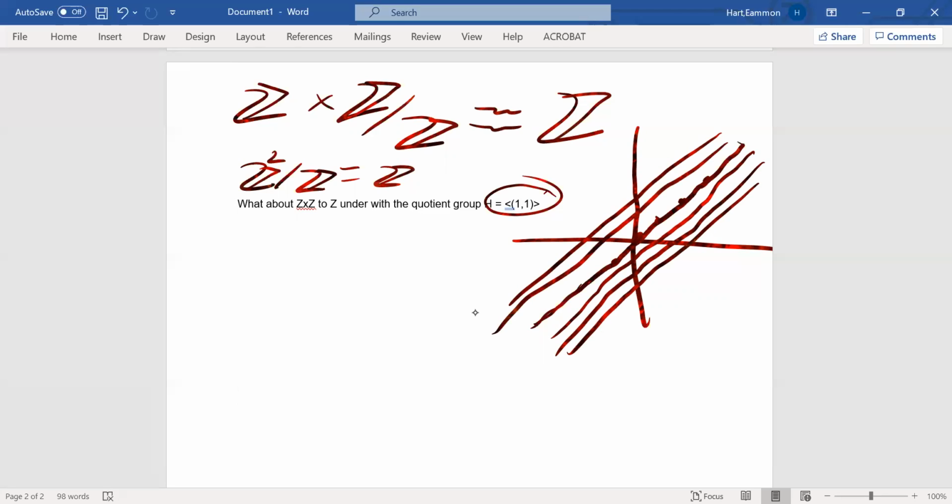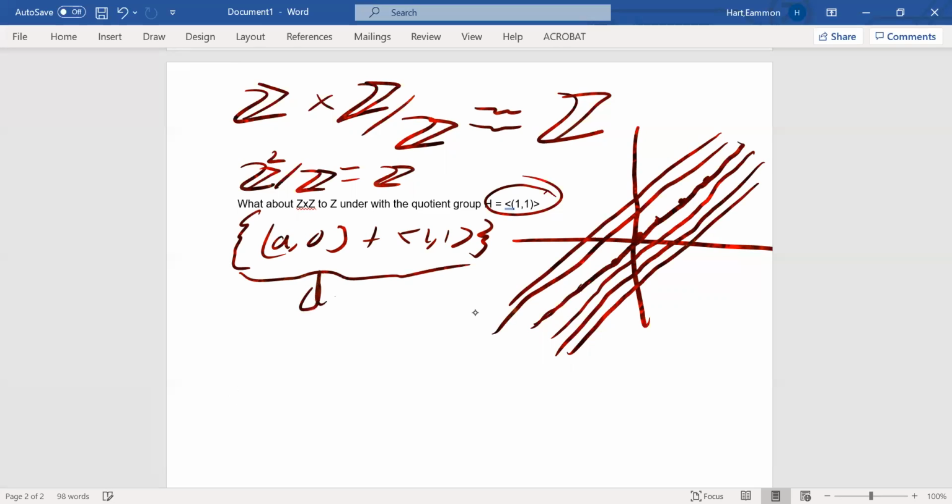So here, we can basically define everything as a0 plus the group generated by (1, 1). So this is going to describe our cosets. And then we can just represent each of these by a.